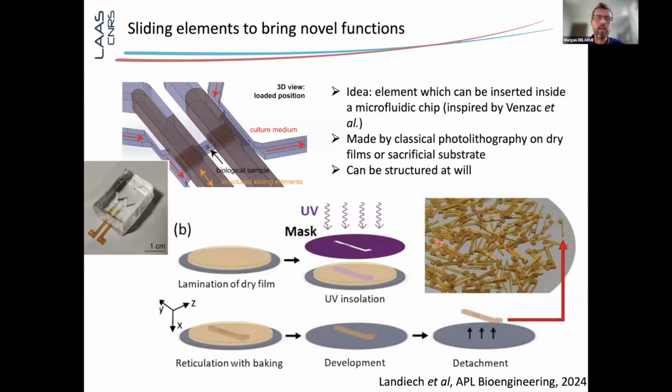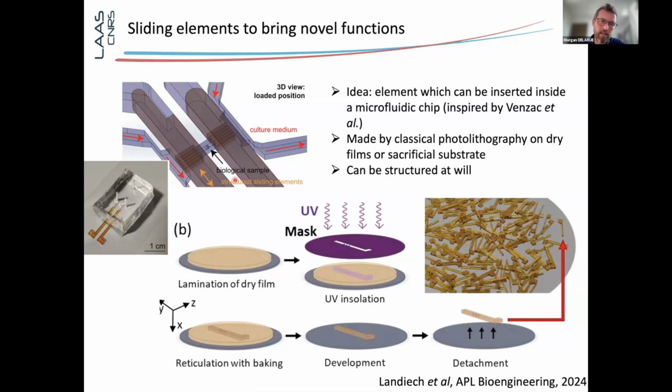To trap the cells, we developed what we call sliding elements. For that, we got inspired by the work of Bastien, who's your host today. The idea was to build macrofabricated structures that we can insert inside a PDMS chip to bring novel functions, or to trap biological samples. Here is one example of how we make them. We use dry film lamination, then classical photolithography, and then detach the sliding elements to create them by the hundreds, and then we can insert them inside microfluidic devices.